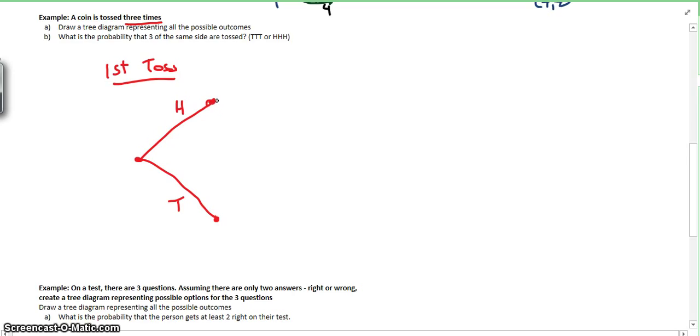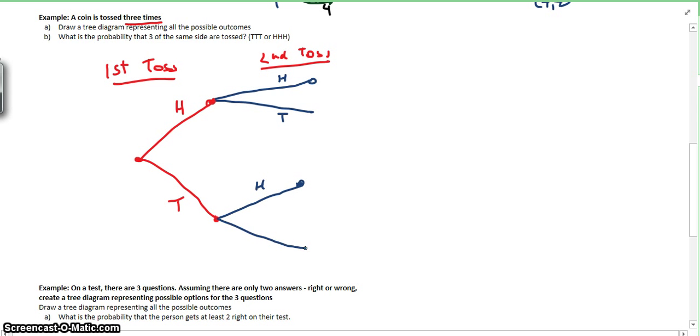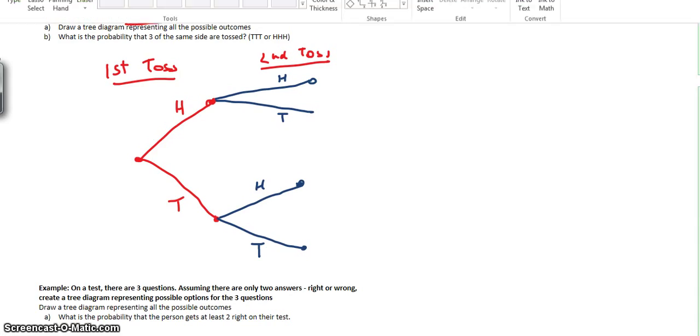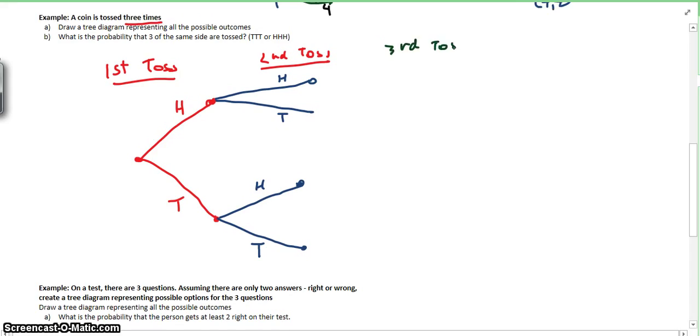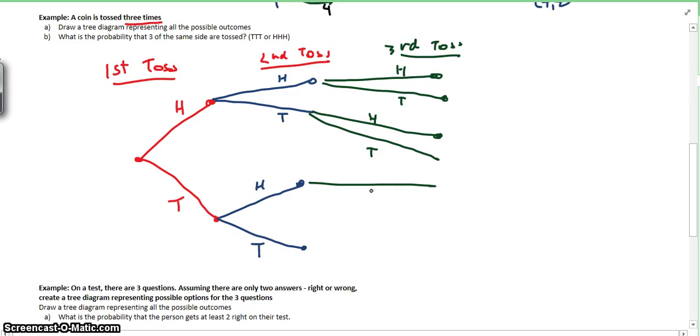So with these heads or tails, we can have a look at the next toss. Second toss. What are the possible options we can get with the second toss? We can go either heads or tails, or for this one we can get heads or tails. And for the third toss, we could go again. This could be a heads, this could be a tails, this could be a heads, this could be a tails, this could be heads, this could be a tails, and heads, and tails, sorry.